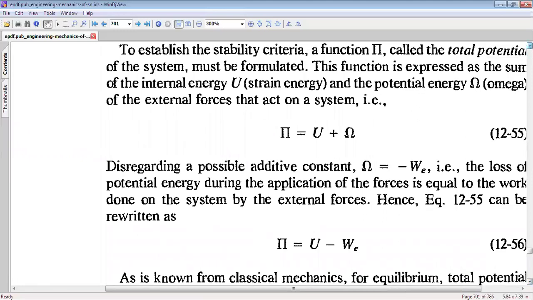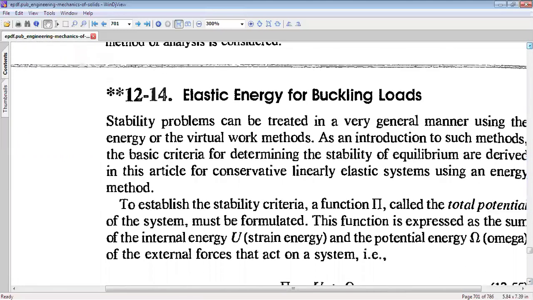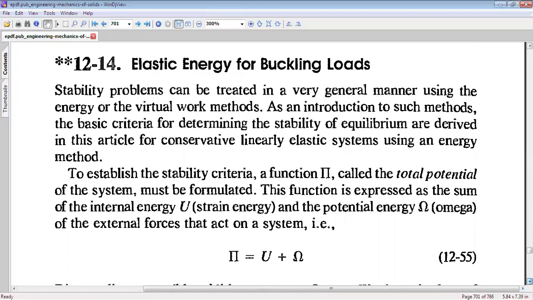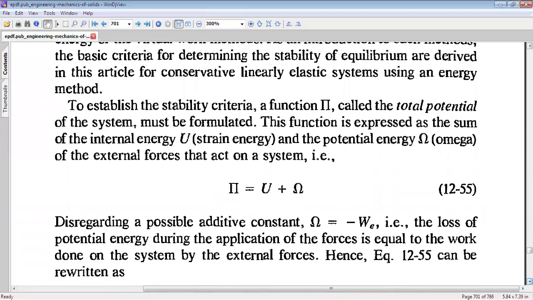Now, let us try to find out elastic energy for buckling loads and try to see it from the angle of stability. So here we will define one's function pi, which is called the total potential of the system. And this total potential of the system is expressed as in equation 12-55 as pi equal to U plus omega, where U is strain energy of the system and omega is the potential energy of the external forces that act on the system.